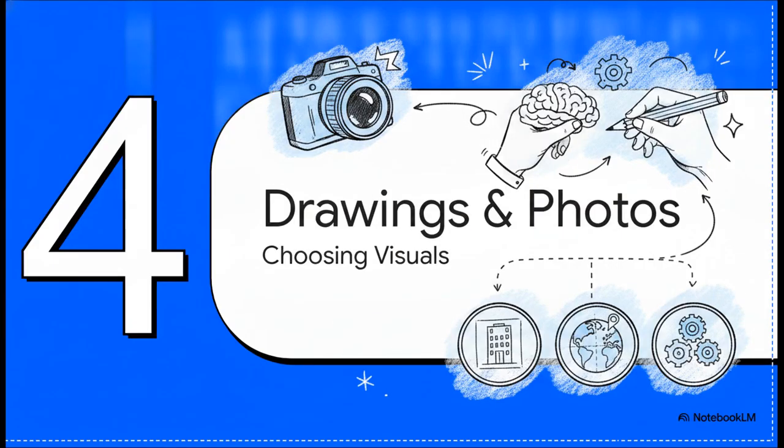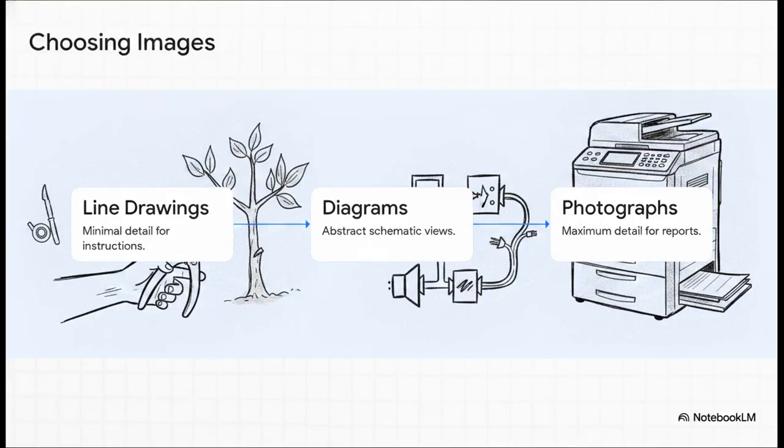Section 4, Drawings, Diagrams, and Photos. When dealing with imagery, it is all about the scale of abstraction your document requires. You always have to choose your image based on this scale. If you're writing instructions on, let's say, how to graft a fruit tree, you want minimal detail. A simple line drawing is absolutely perfect there, because it strips away all the distracting background noise so your reader focuses entirely on the key tools and hand placements.